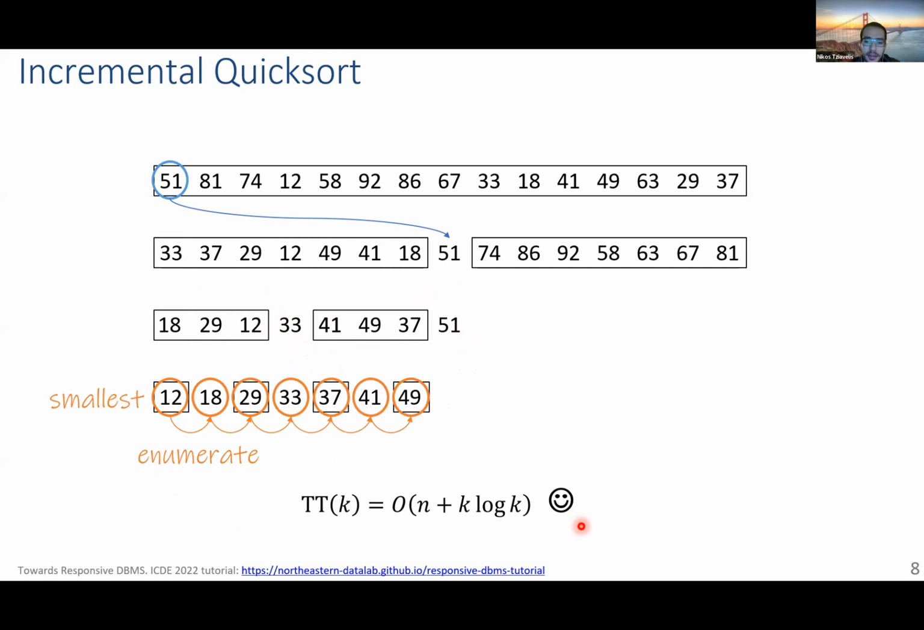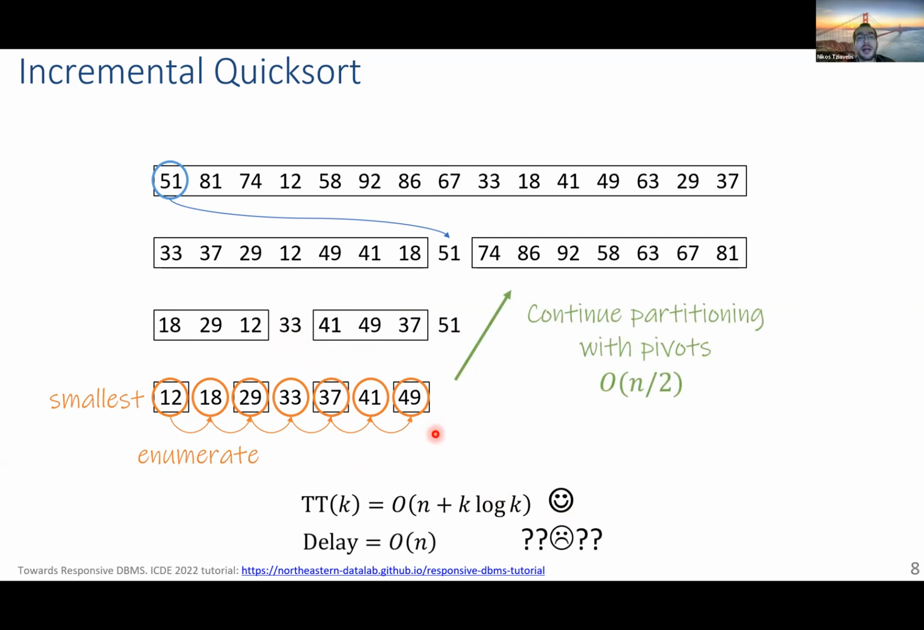Now, if you look at this, at some point after we enumerate the left half of the array, we will have to go back all the way to the beginning and go to the right subarray, which has size n over 2. So when we do that, the delay is going to be linear. And so the delay of this algorithm is linear, but is that a bad thing?